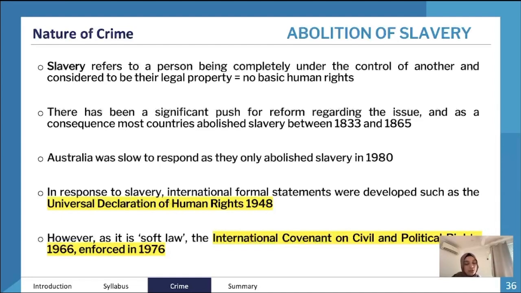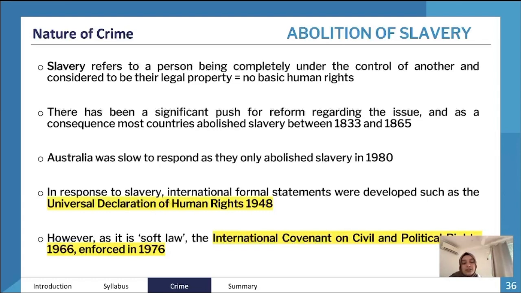Making it a soft law, so not really enforceable, whereas hard law is enforceable. In Australia, anything embedded within legislation is a hard law. Soft law would be things like the UDHR, which are simply guidelines for lawmakers, etc.